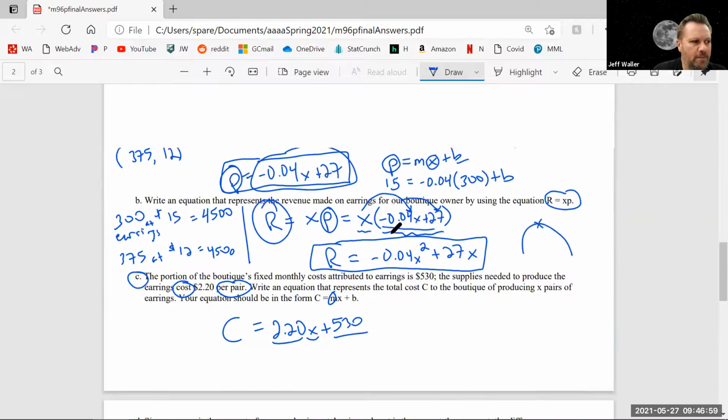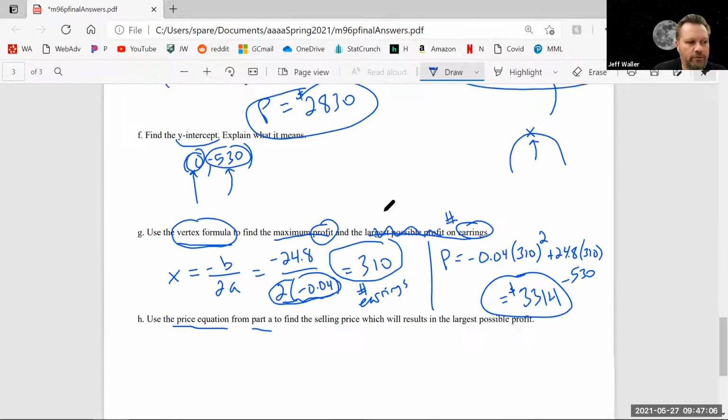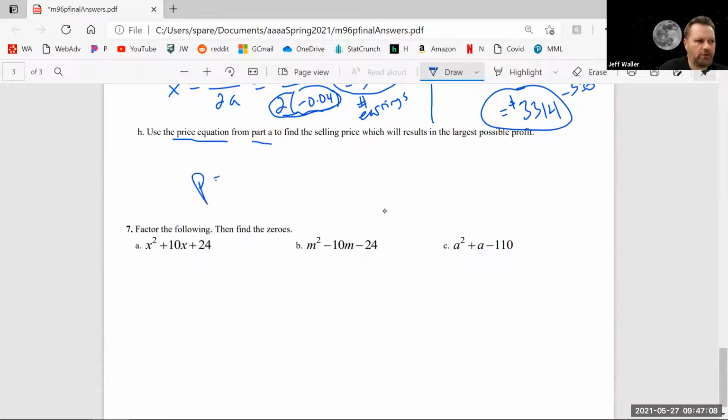Well, if we go back up, don't we have a price formula here for any number of earrings? And now I know that 310 is the magic one I want. So if we put into the price function 310, we will know what the magic price point is. Has anyone ever heard the words price point? All right, that's about the extent of my business knowledge. That means exactly what I'm talking about. What's the price you want to set it at to maximize something, in this case, profit?